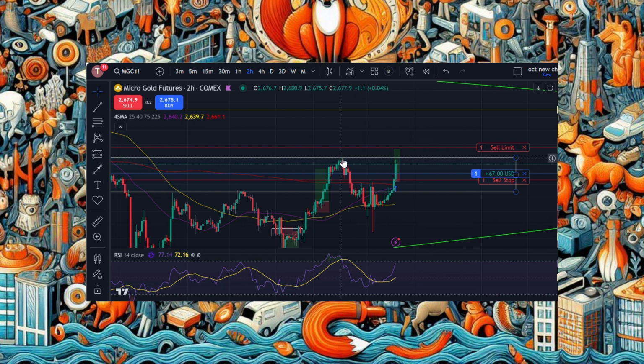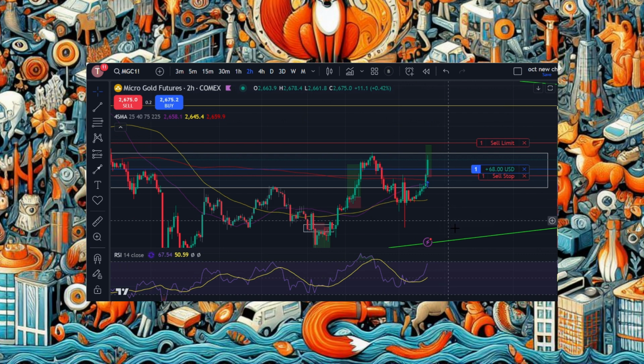I'm also waiting for it to be able to break out of this box. I seen it broke these levels and these wicks, but I want to wait for it to break that box. So those, I say 6 confluences, because right now I'm not going to count the economic news because the economic news didn't hit yet.